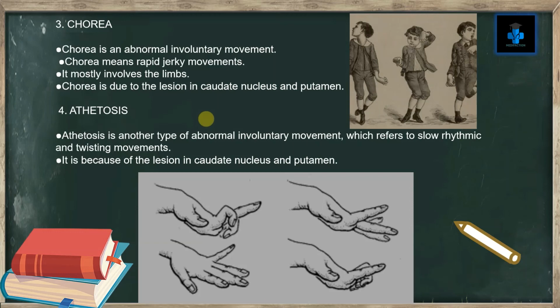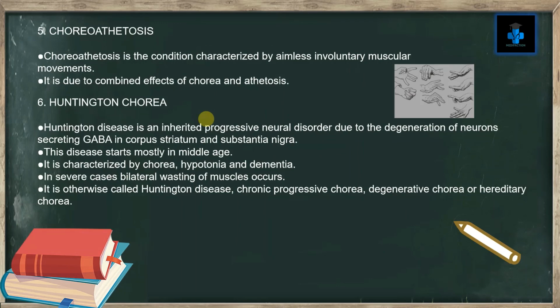Athetosis. Athetosis is another type of abnormal involuntary movement which refers to slow rhythmic and twisting movements. It is because of the lesion in caudate nucleus and putamen. Choreoathetosis. Choreoathetosis is the condition characterized by aimless involuntary muscular movements. It is due to combined effect of chorea and athetosis.